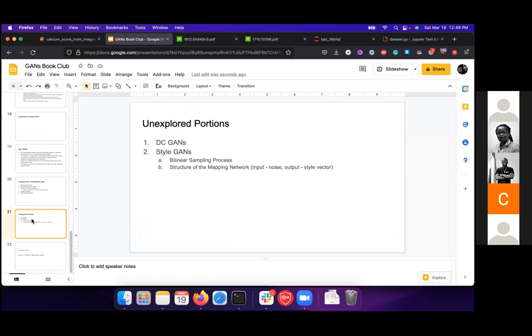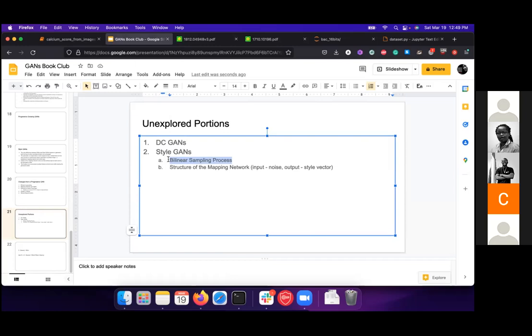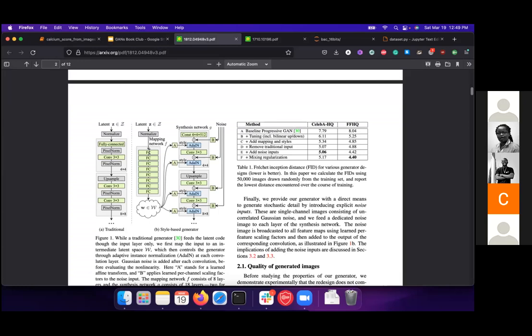And in StyleGAN, one thing is the bilinear sampling process. I did not explain what the bilinear sampling process is. I just said that the upsampling is replaced by a bilinear upsampling. That's it. And another thing I did not explain is the structure of the mapping network. I am saying that this mapping network is 8 fully connected layers, and it takes noise and creates some style, the vector space for styles.